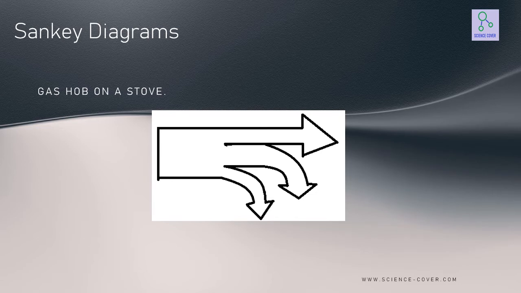Let's have a look at a second example, for a gas hob on a stove. The gas contains chemical energy, a stored form of energy. And that energy will be burnt to produce heat energy. We'll also see some light energy. And it may even make some sound energy.